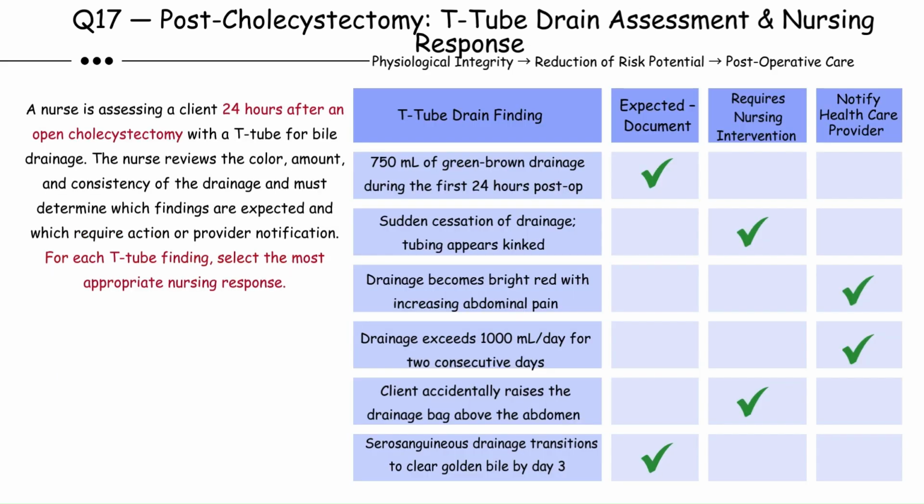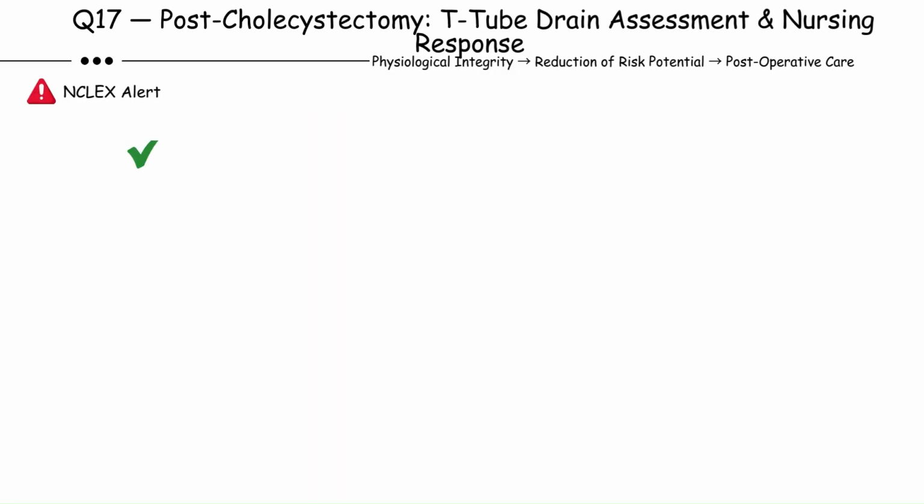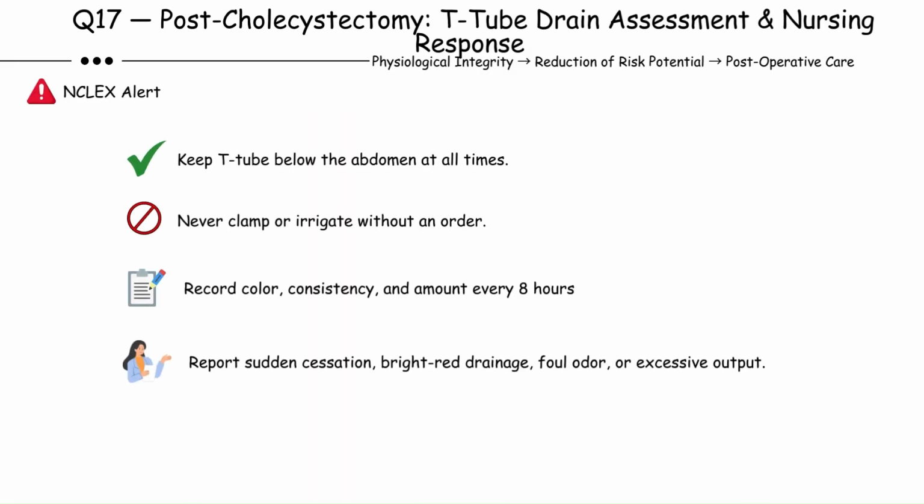So in summary, expected, document, findings 1 and 6. Requires nursing intervention, findings 2 and 5. Notify provider, findings 3 and 4. Now, let's pull out the NCLEX-style alerts from this question. A few core T-tube safety rules.